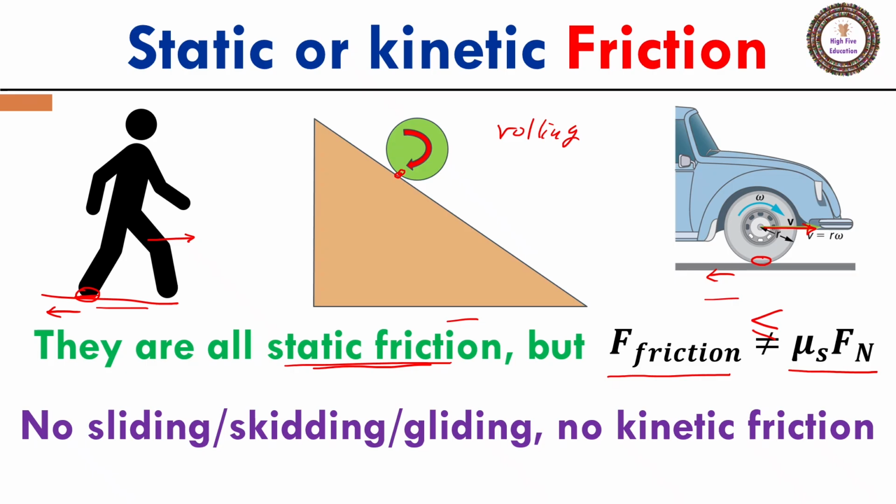The one last thing I want to emphasize is that if there is kinetic friction, there has to be real relative motion. In other words, the two contacting surfaces have to slide, skate, or glide. But if there is only potential relative motion, then you have static friction.